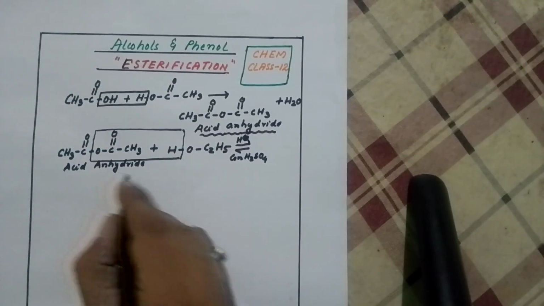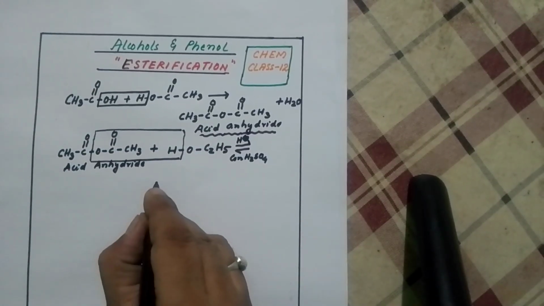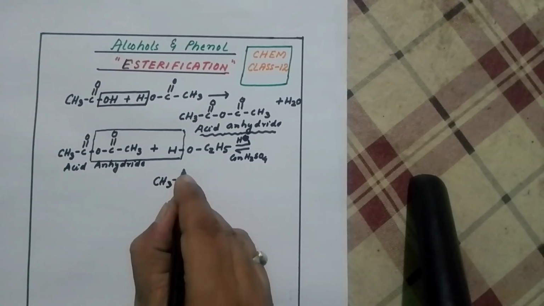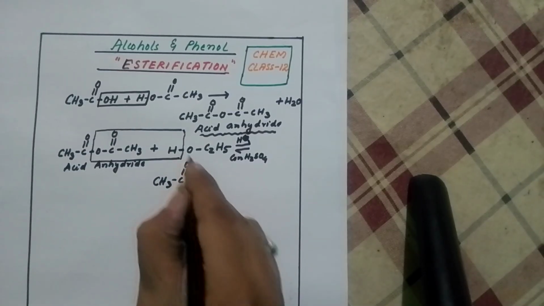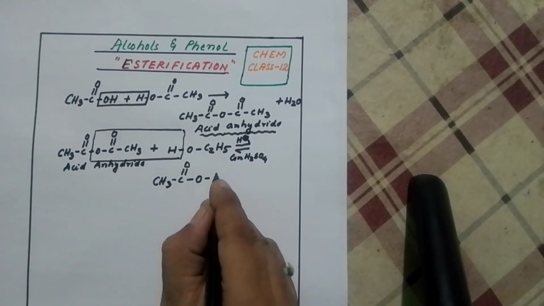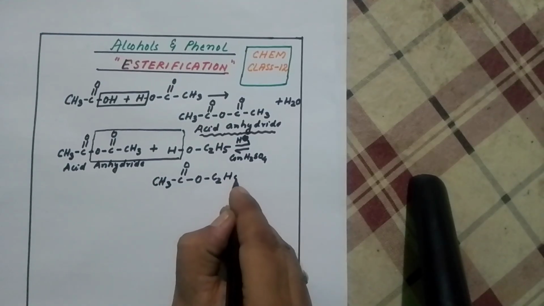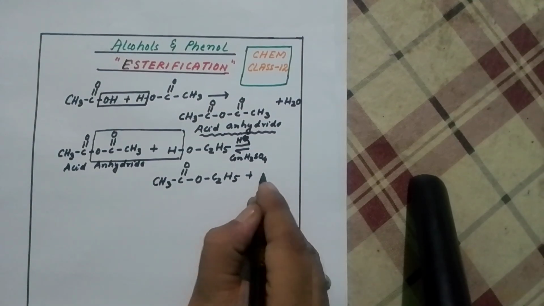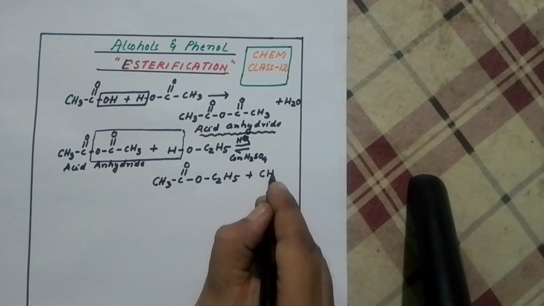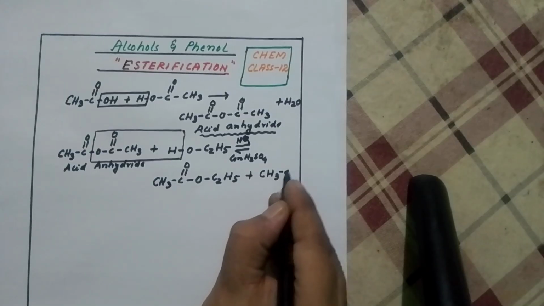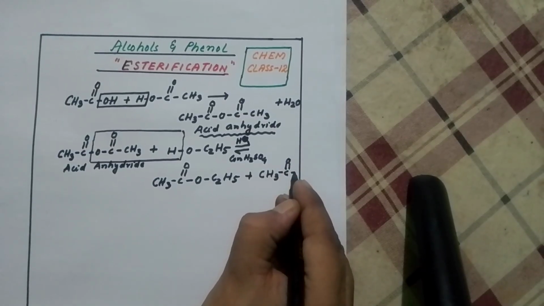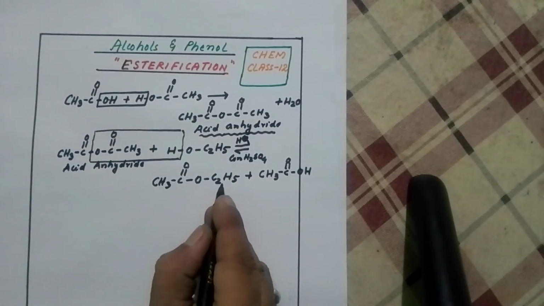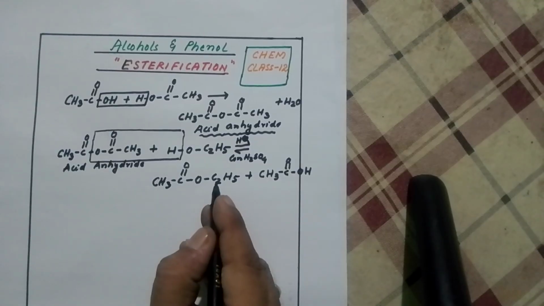Now here what happens? First of all we'll write the product. So what is the product? This one? See, CH3 carbonyl, then O here, then C2H5, then what is the byproduct? This is the byproduct. So the byproduct here is CH3COOH. So this is called ester, the ethyl ester.